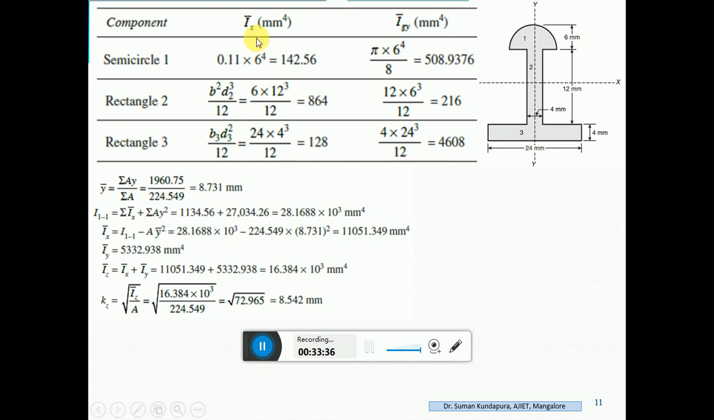Okay, now let us calculate the Ix bar for each of the figures. For the semicircle, it is 0.11 r to the power 4. So it is 142.56. It is positive. It is in the positive x-axis, as well as it is not the cutout portion. Okay, so here it is the plus sign. Rectangle is b d cube divided by 12. B is 6.